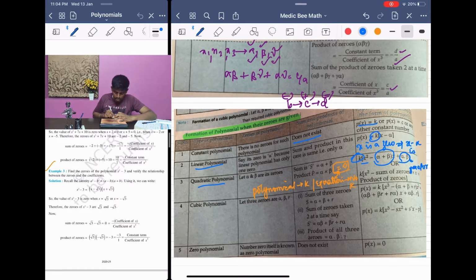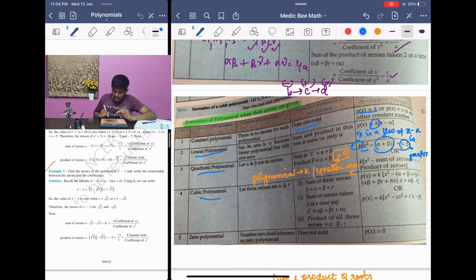For a cubic polynomial, you will have three roots, alpha, beta and gamma. The sum of the roots will be alpha plus beta plus gamma. The product of the roots will be alpha beta gamma. And the sum of the product of zeros taken two at a time will be alpha beta plus beta gamma plus alpha gamma. So how will the final polynomial be? The same k, and inside the brackets you will have x cubed minus sum of the zeros plus sum of the products of the zeros taken two at a time minus product of the zeros.